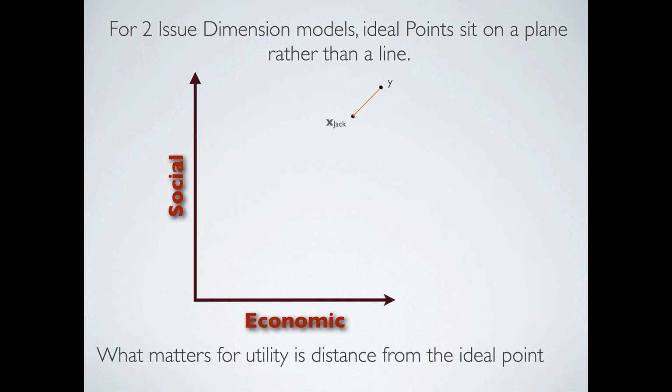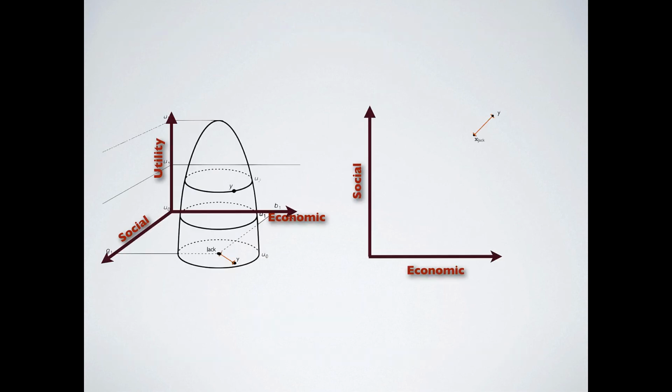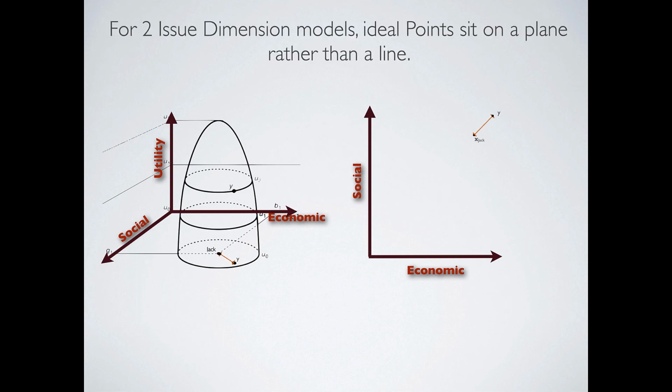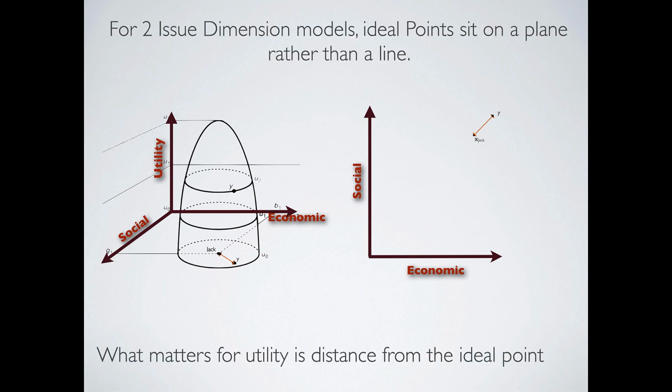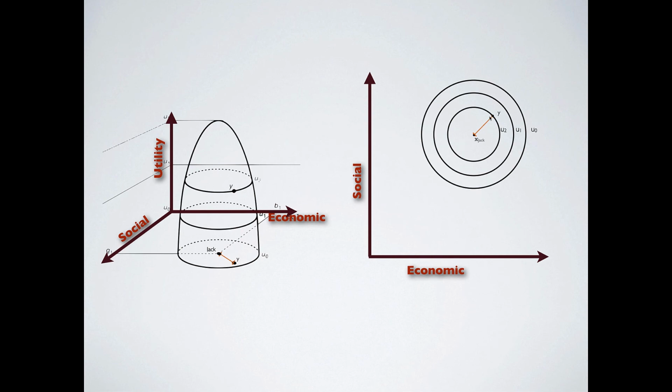And what matters, again, for utility is distance from the voter's ideal point. So these two graphs are equivalent. It's just over here, I've gotten rid of the utility dimension and flipped it around so we have a nice horizontal axis and a nice vertical axis, and we have Jack's ideal point, and we have this y here. And we can even add in the indifference curves. Here is the indifference curve for y.